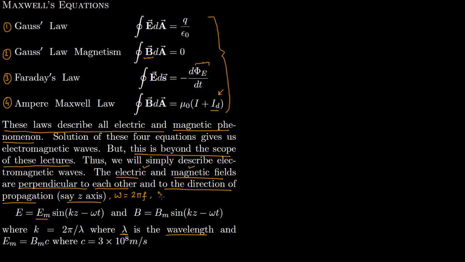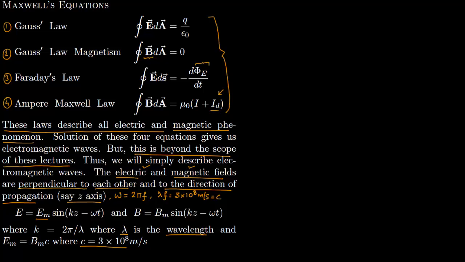So notice that lambda times f is 3 times 10 to the power of 8 meters per second, that is c. t is time and z, as I said before, is the direction of propagation.